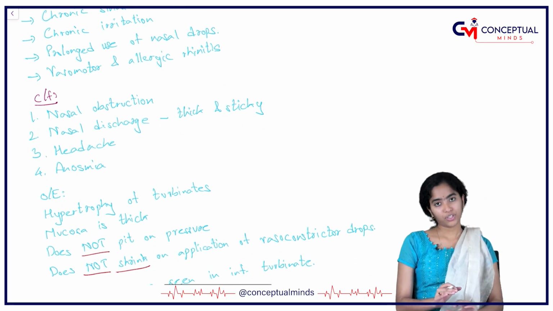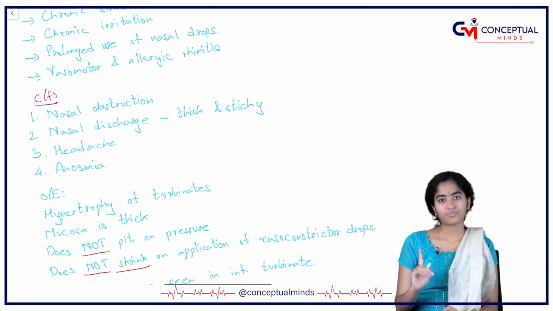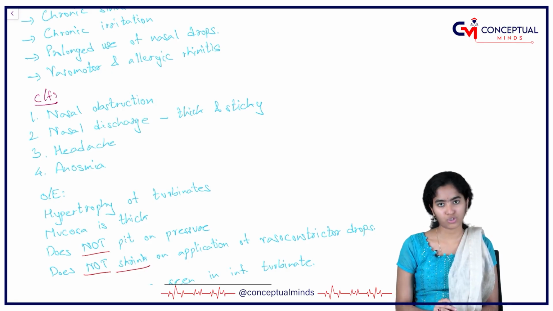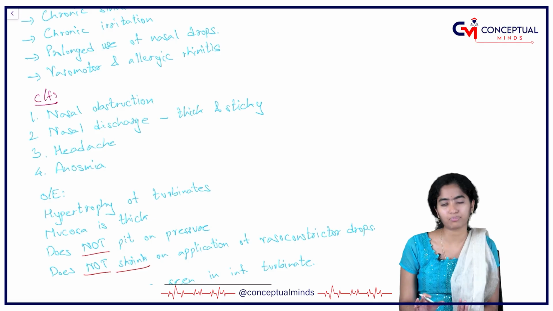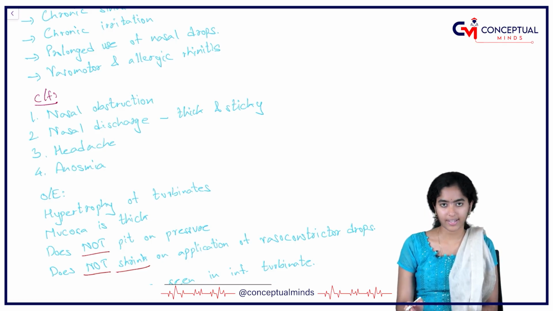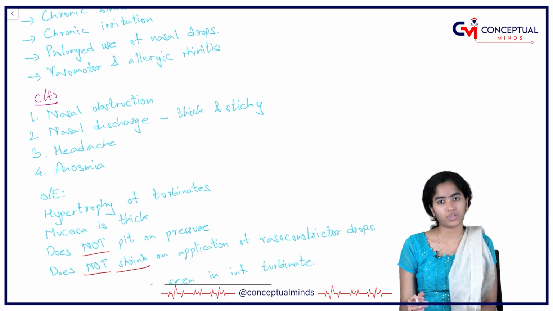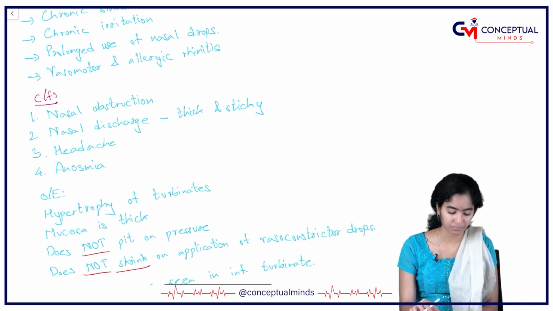What are the clinical features the patient experiences due to the hypertrophy is, first and foremost, nasal obstruction. Second is there is nasal discharge. A thick and sticky type of nasal discharge is seen. Then the patient experiences headache. And of course, because the inspired air sometimes fails to reach the olfactory epithelium, the olfactory area, there is loss of smell sensation, anosmia, on and off loss of sensation.